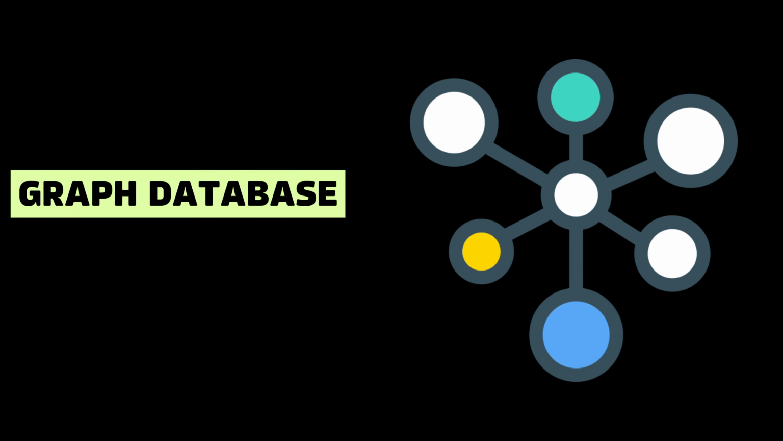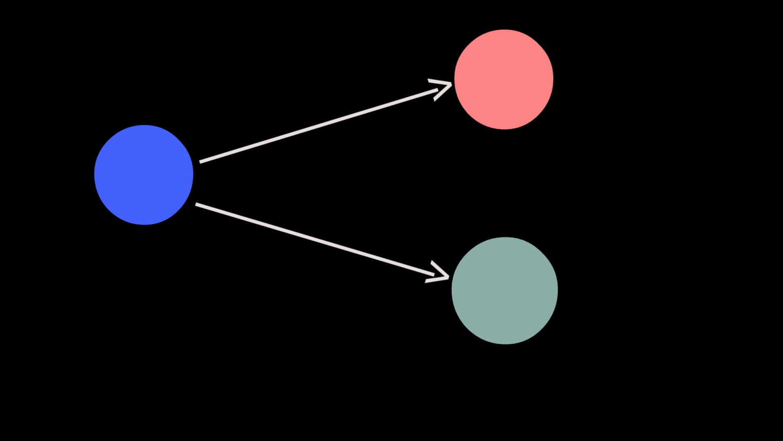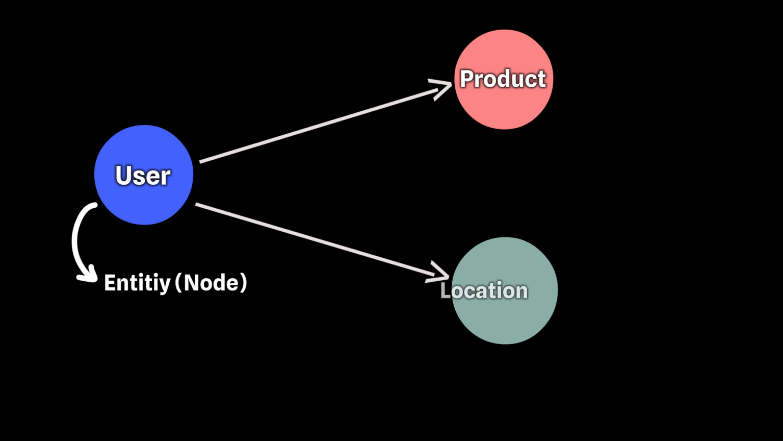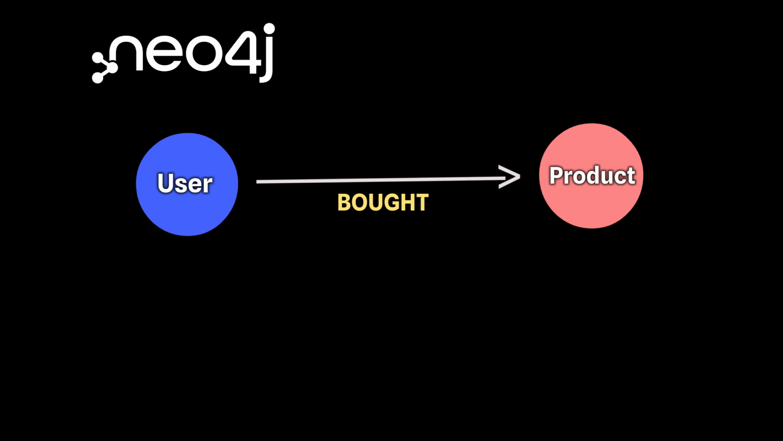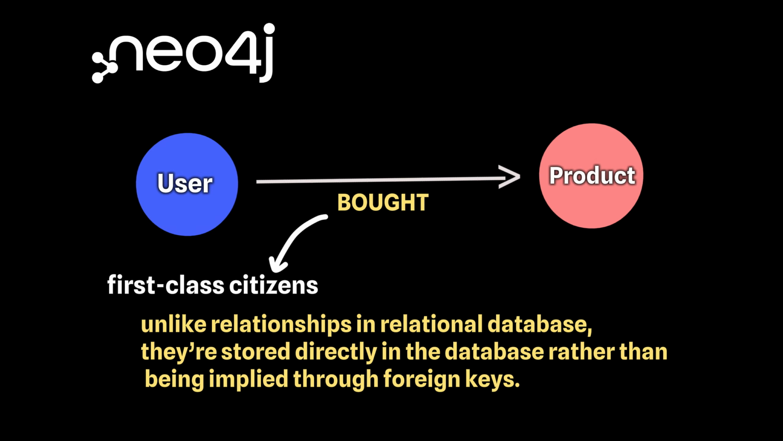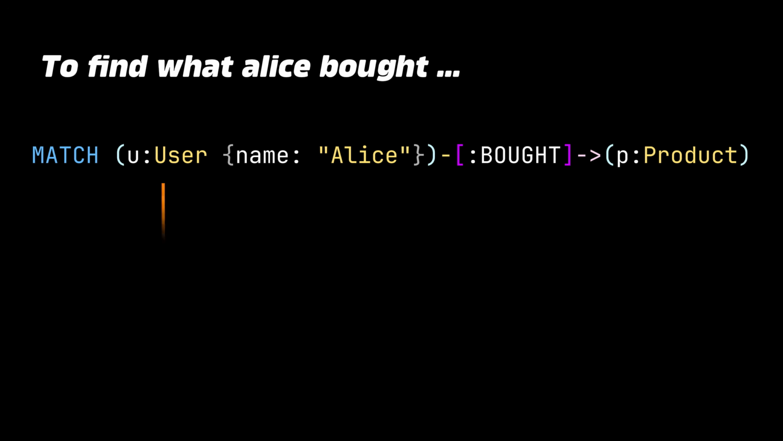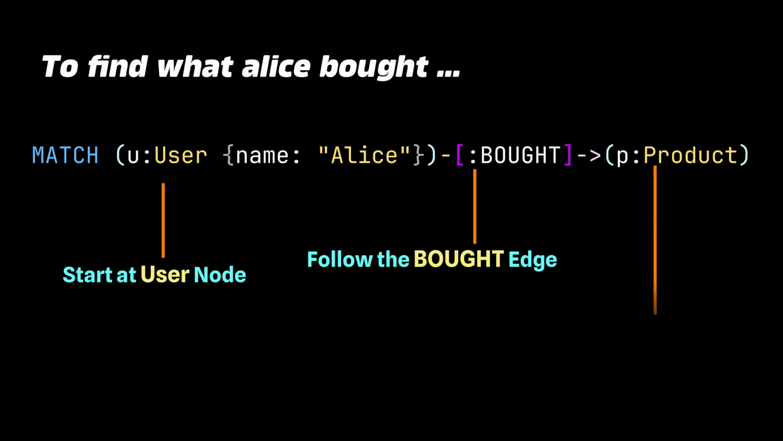A graph database stores data as nodes, and the relationships between them as edges. Instead of organizing information into tables or documents, everything is modeled as a network. Each node represents an entity, like a user, product, or location, and each edge represents how those entities are connected. In a graph database like Neo4j, relationships are first-class citizens, meaning they're stored directly in the database, rather than being implied through foreign keys. This changes how you query data. Instead of joining tables, you traverse the graph. A query might start at one node and follow edges outward to find connected nodes based on specific patterns.